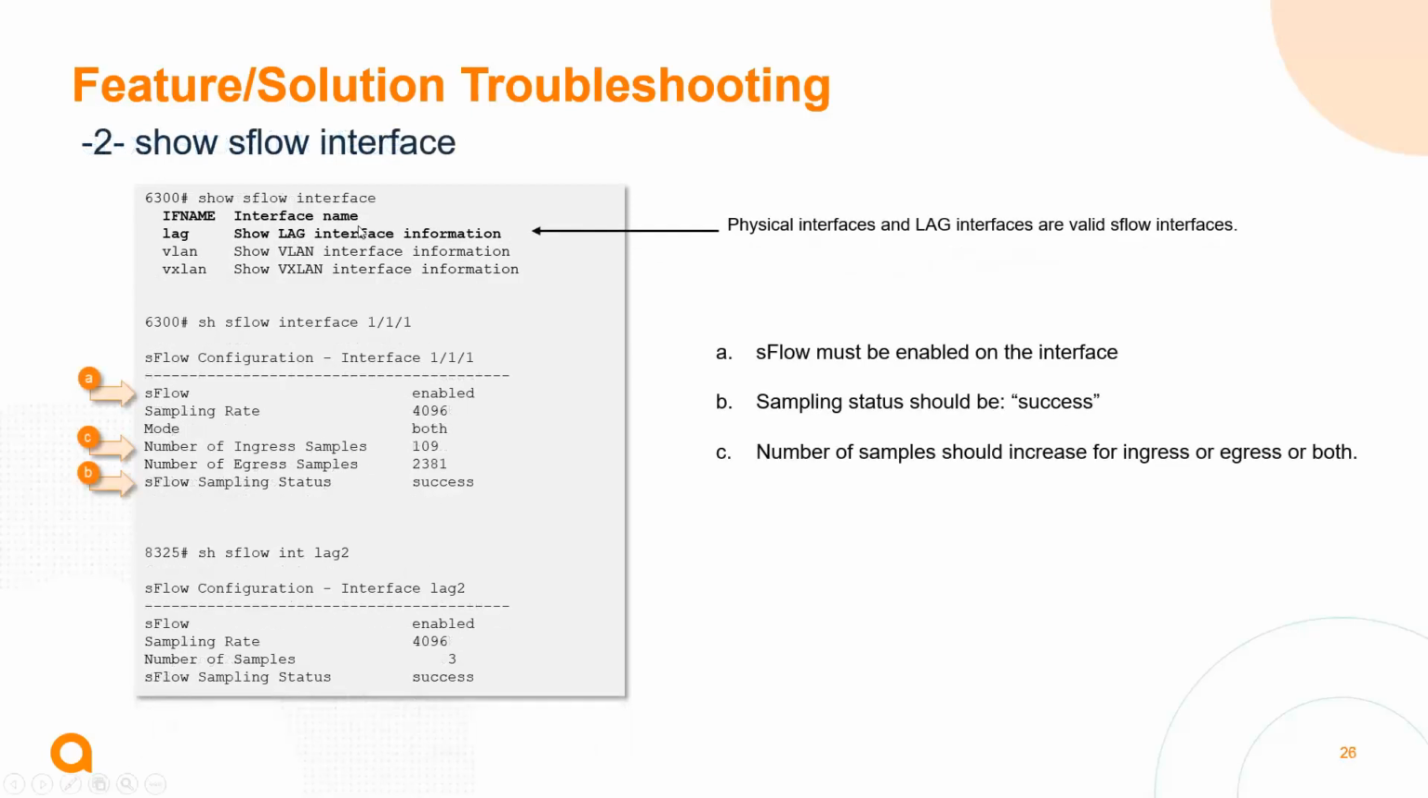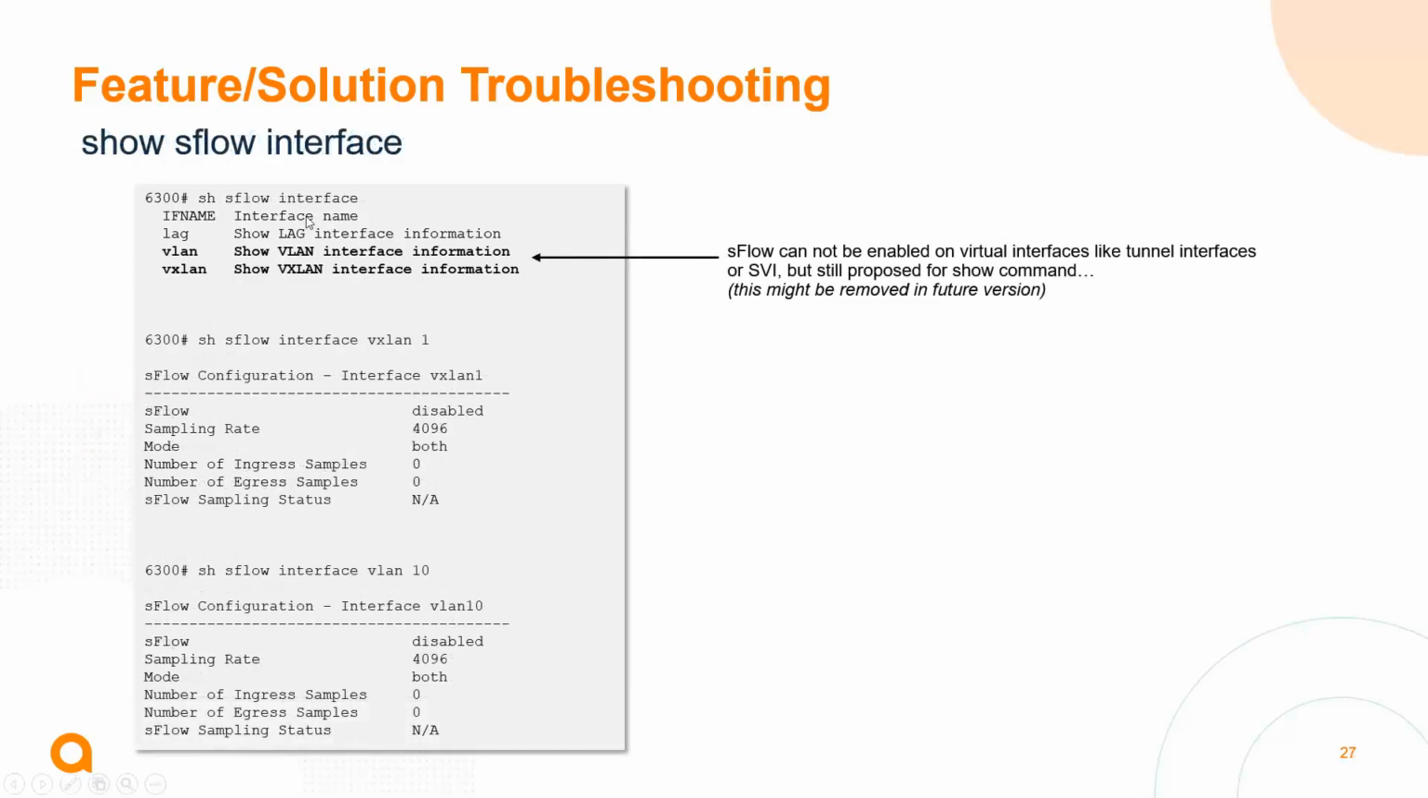So please note that show S-Flow interface will show the option for physical interface and lag interface that are valid S-Flow enabled interface. You may see as well that there is a VLAN, SVI, and VXLAN interface. So this is something that is going to be removed probably in future versions because again, these are virtual interfaces that S-Flow cannot be enabled on. So there is no point to actually propose that option in the show.